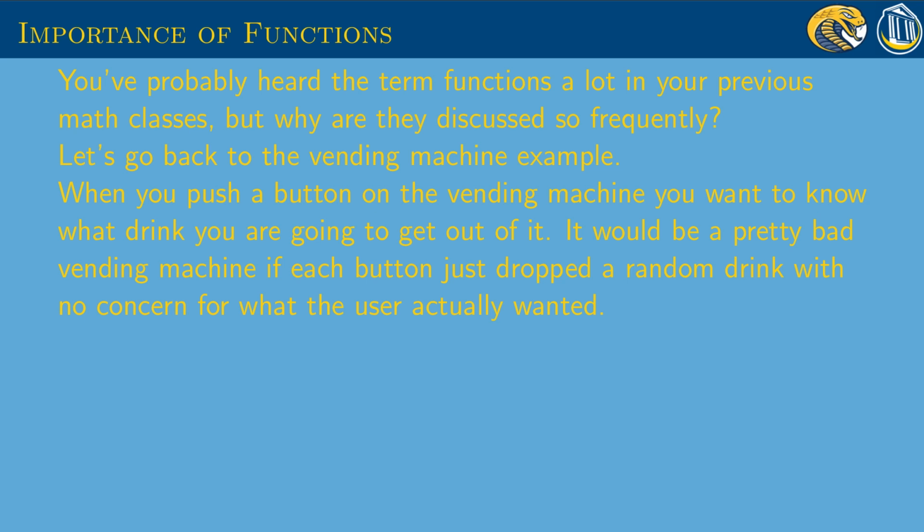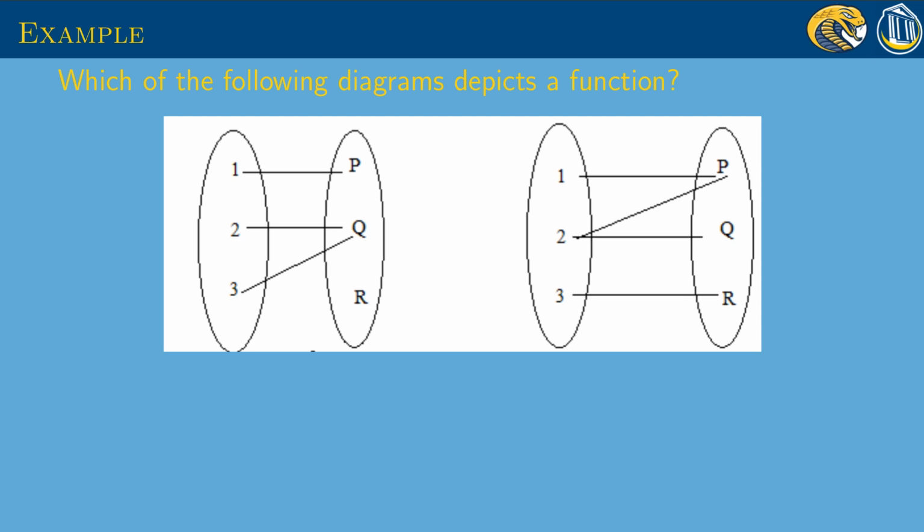It would be a pretty bad vending machine if each button just dropped a random drink, or if pushing a button didn't give us a drink at all. We want to make sure that each input is perfectly mapped to a specific output. So with that definition in mind, which of the following diagrams depicts a function? That is, which of the following input and output pairs has it where each input corresponds to exactly one output?